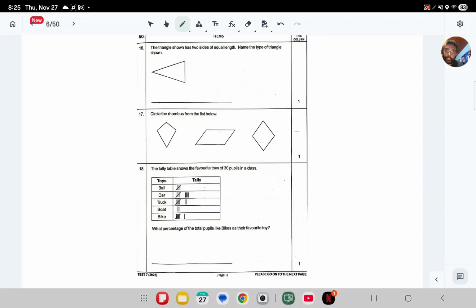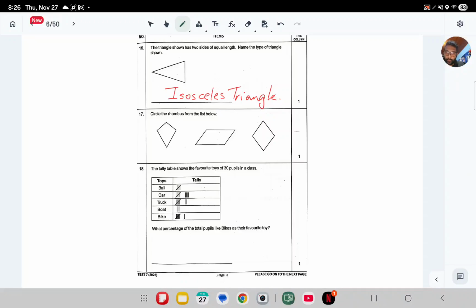Number 16, the triangle shown has 2 sides of equal length. Name the type of triangle shown. So we know that a triangle which has 2 equal sides, 2 equal angles, and 1 line of symmetry is known as an isosceles triangle. Isosceles triangle, right? 2 sides equal, 2 angles equal.